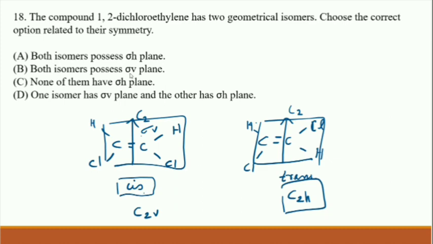So C2V is the cis isomer's point group. Here sigma V is present, and here sigma H is present but not sigma V. So both isomers possess sigma H plane? That's not right. Both isomers possess sigma V plane? None of them have sigma H plane? One isomer has sigma V and another has sigma H plane. So the right answer is D.